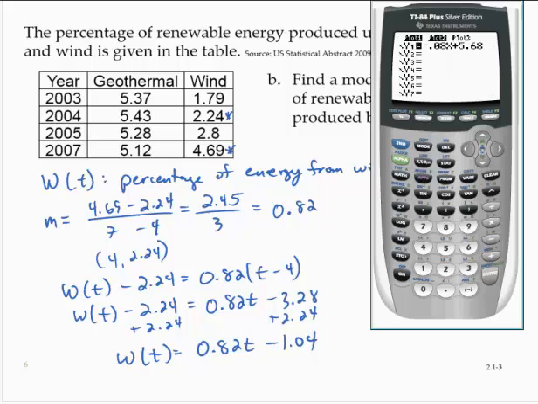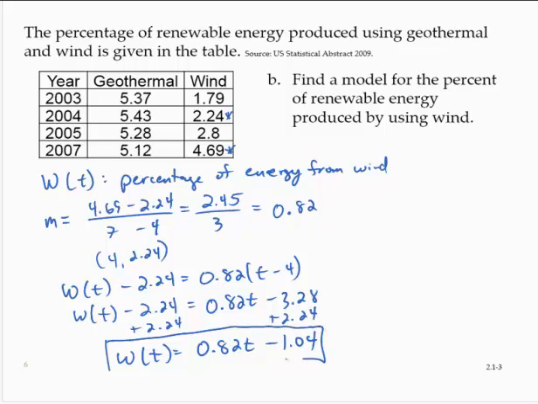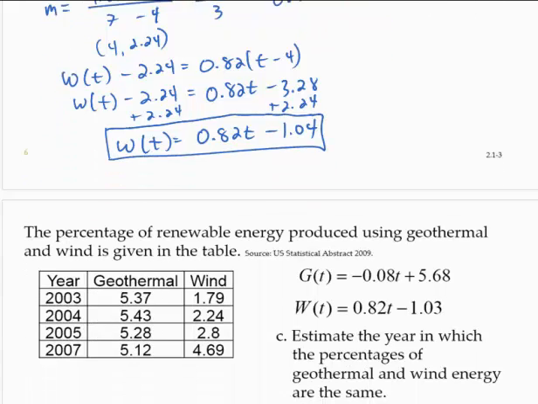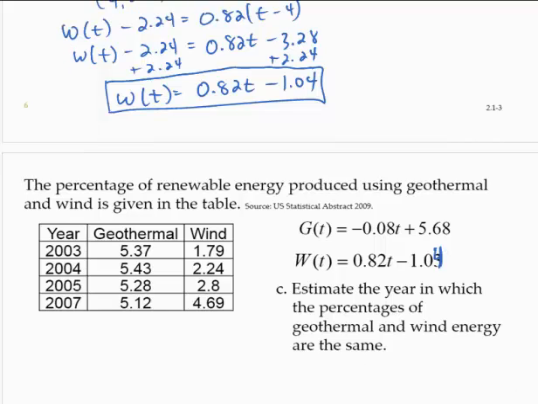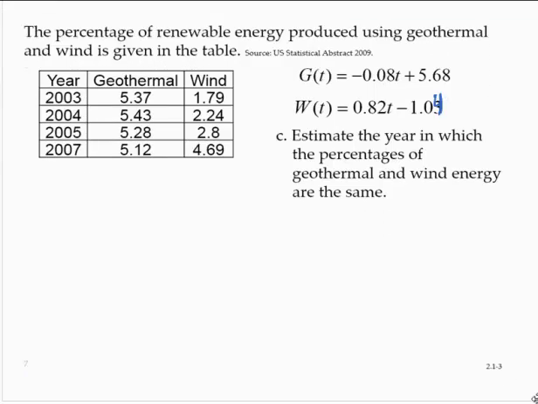Let's check that with a graph. Let's put that in as our y2: 0.82x minus 1.04. All right, and graph that. And that seems to reasonably estimate the data. All right, so what are we asked to do next? Oh, well, we can accept that. That looks like a reasonable model. Estimate the year in which the percentages of geothermal and wind energy are the same.